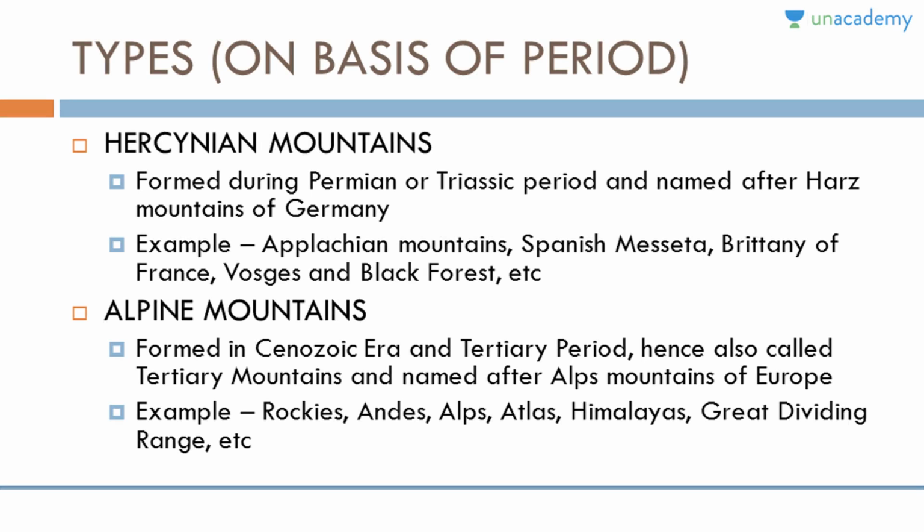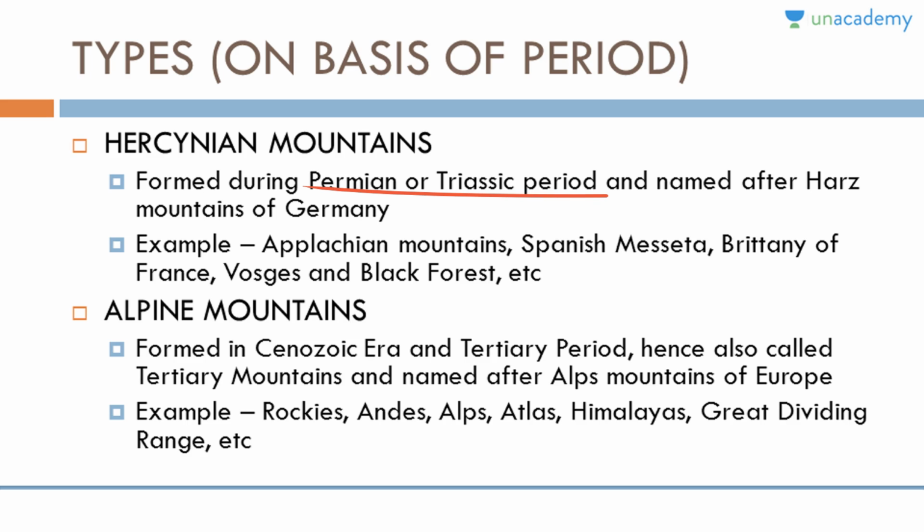The third type of mountains on the basis of period of their origin is the Hertzian mountains, which are formed during Permian or Triassic period, and they are named after Harz mountains of Germany. The examples of such mountains include Appalachian mountains, Spanish Meseta, Brittany of France, Vosges and Black Forest.